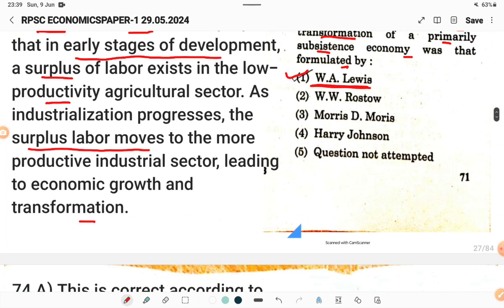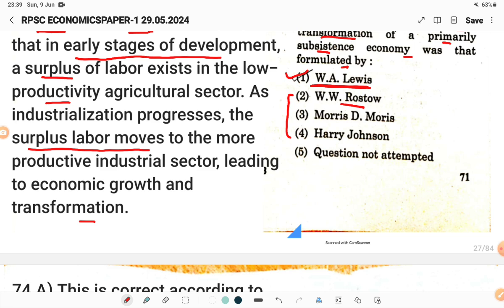If we discuss all three options here, so W.W. Rostow introduced stages of economic growth in the 1960s. Rostow's stages of economic growth theory outlines a linear progression of development through 5 stages.